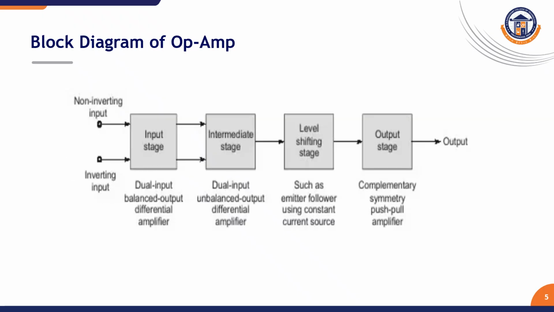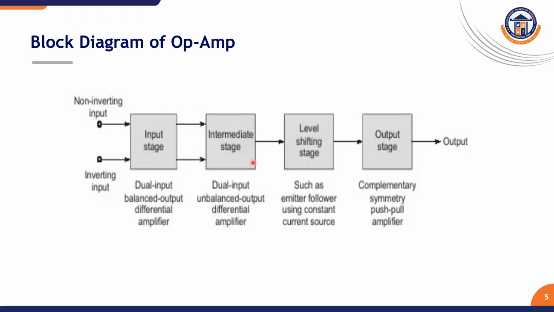Block diagram of operational amplifier. There are four stages in the operational amplifier block diagram: input stage, intermediate stage, level shifting stage, and output stage. The input stage is generally a dual input balanced output differential amplifier. This stage establishes most of the voltage gain and also establishes the high input resistance of the operational amplifier. The output of this input stage is given to the intermediate stage.